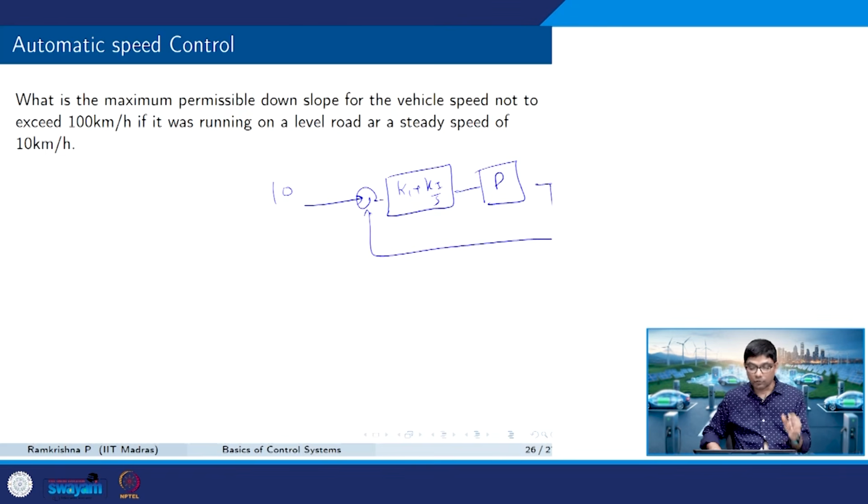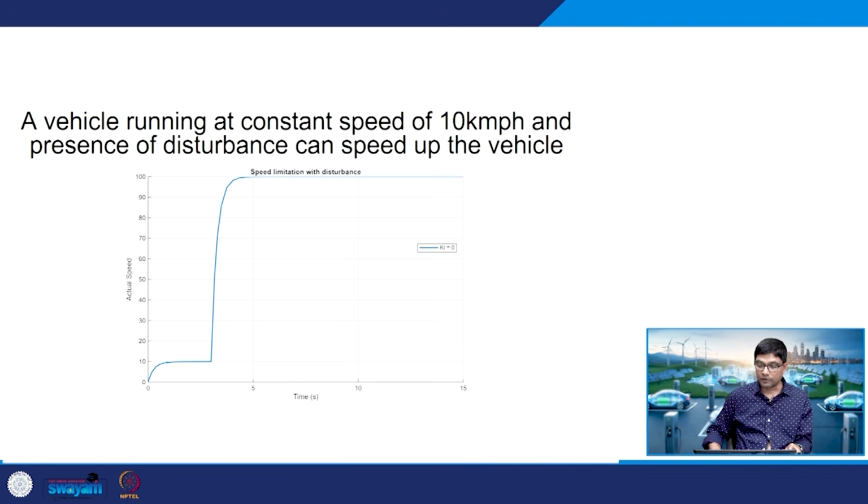Okay. Now how do I visualize this, right? A vehicle running at a constant speed. So I was at 10, I encounter a disturbance with my controller with Kp equal to 50, I accelerate immediately to 100 kilometers per hour. Okay, and this is not a desired behavior, right? The disturbance actually has a very bad effect: my speed increases almost 10 times.